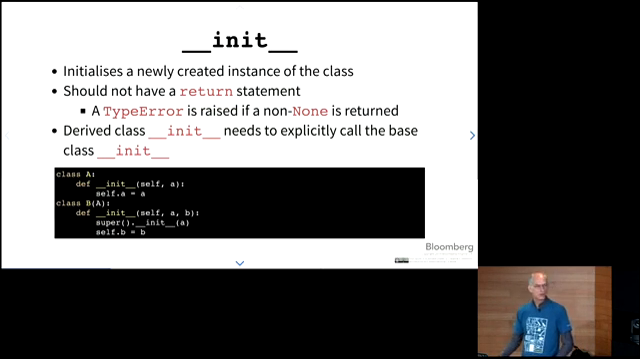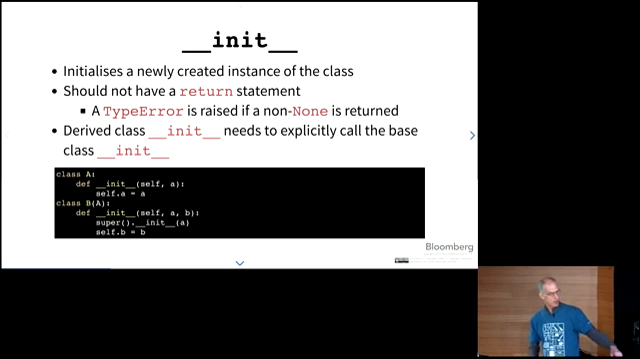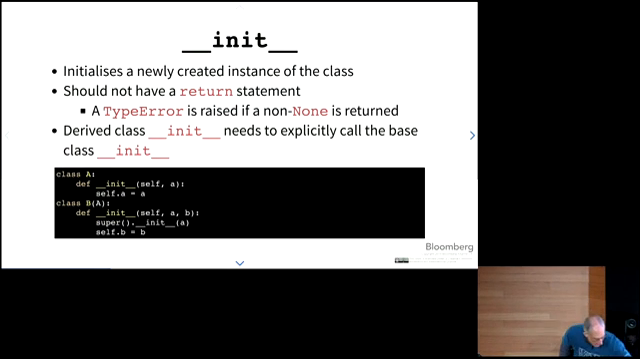One little note is if you have a derived class and you want to make sure that you are using the base class and initializing there as well, you need to explicitly call the base class Dunder init function. So that's what this little bit of code down here is showing, the base class and then the derived class calling the parent class Dunder init.